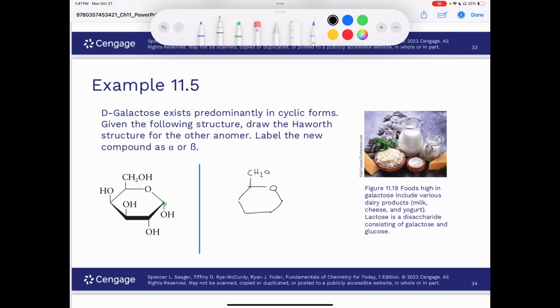We have our CH2OH group, which is above the ring. This hydroxy is pointing up. This hydroxy is pointing up. This one is down. Well, this one is alpha. So if we want to draw the anomer, we have to draw this one pointing up. And so this would be beta D-galactose, right? All we had to do was reverse the hydroxy from down to up on the anomeric carbon, the one I have highlighted in green, and we went from alpha down to beta, pointing up.